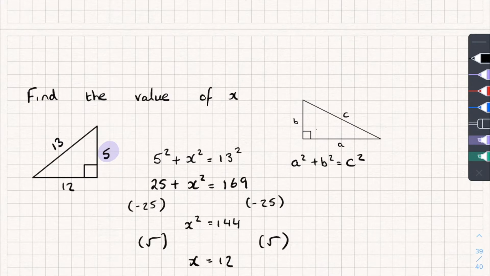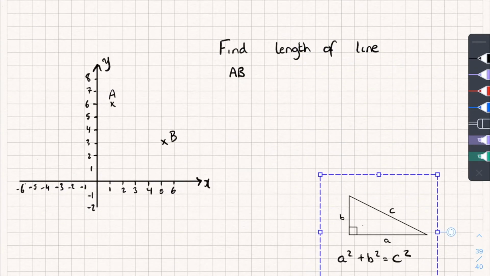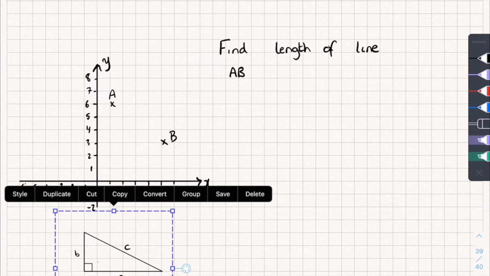Now this example is slightly trickier. People tend to find this one a bit more difficult than finding the hypotenuse, but really it's the same thing. Just write out the equation from a squared plus b squared equals c squared, and then you can go from there. Now finally, let's look at how we can use this to find the distance between 2 points.